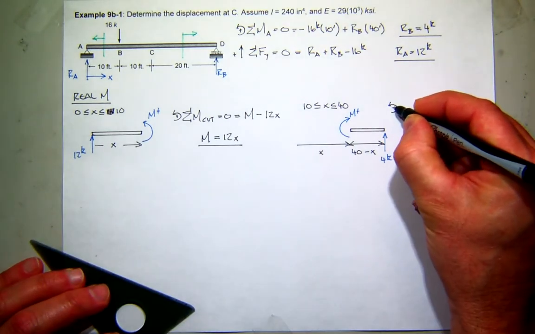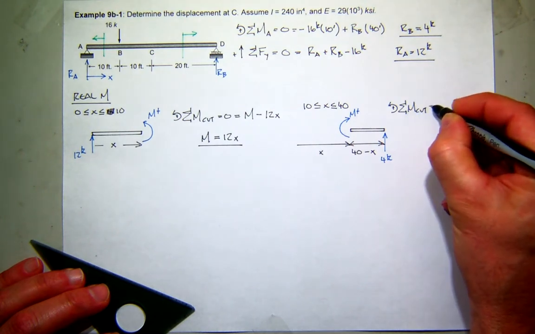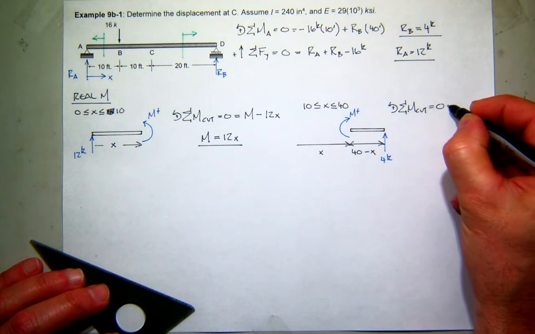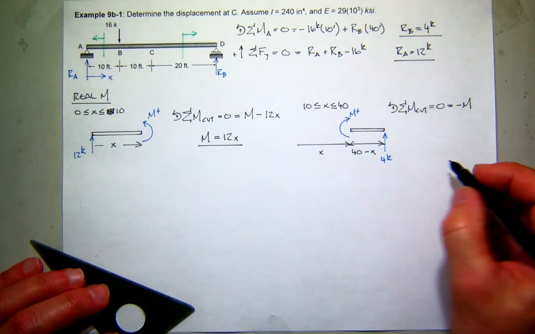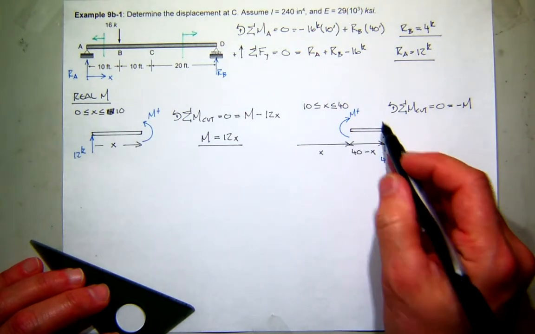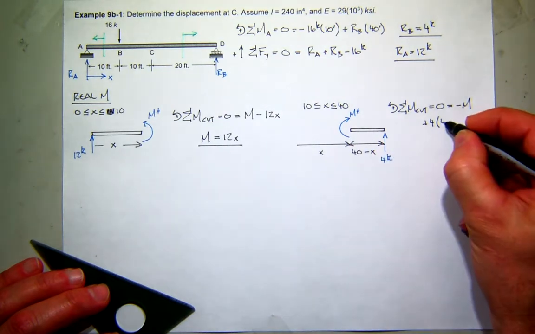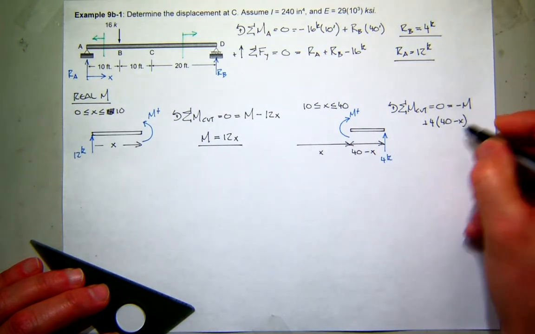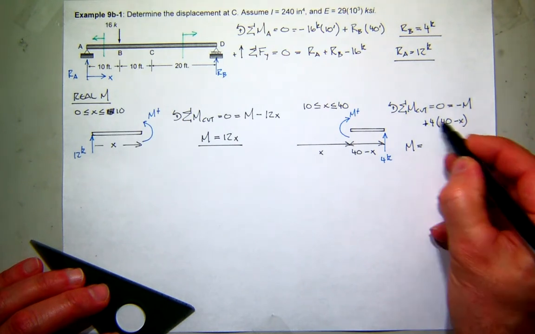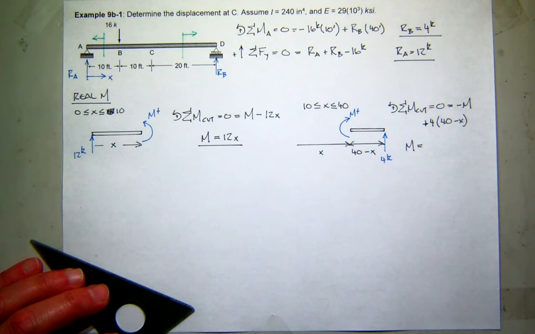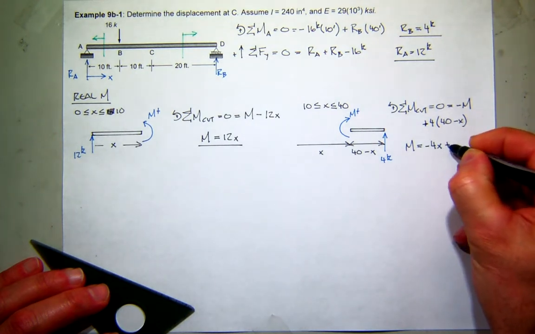So again, I'll use right-hand rule for my sign convention. I'll sum moments at the cut. Make sure it's equal to 0. And what do I have? Well, internally, this moment with my sign convention is negative. And then about the cut surface, the reaction creates positive moment. That's 4. And the distance is 40 minus x. So it looks like my moment will be, and I'll expand that, 160 minus 4x. So I'll rewrite that as minus 4x plus 160.